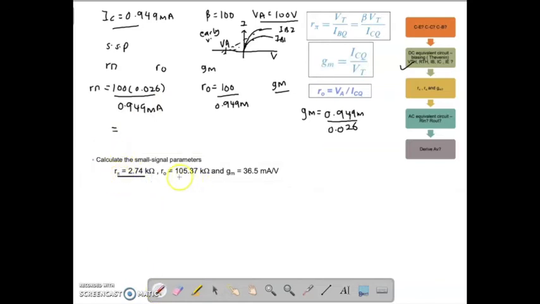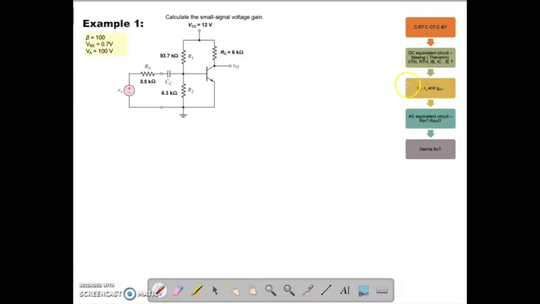R pi is in kilo ohm. Your R naught also needs to be in kilo ohm, and your GM needs to be in milliampere over V. What is actually GM? It is the conductance. Conductance G equals I over V, right? That's why the unit is milliampere over V. Now you have done the third step, up to the small signal parameters.